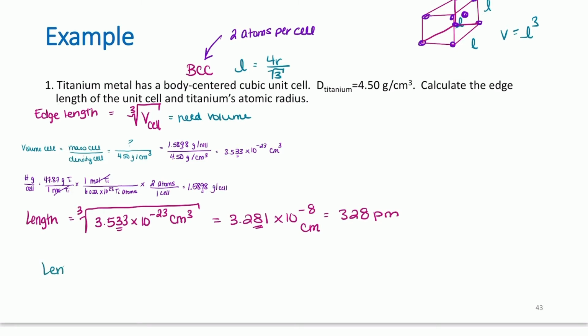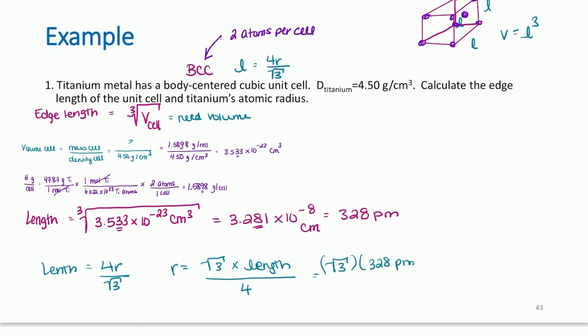I know length is equal to 4r over the square root of 3. I'm trying to find r, so square root of 3 times my length, divided by 4. Square root of 3 times 328 picometer, divided by 4, I get a radius of 142 picometer. So my two answers here are 328 picometer for my length and 142 picometer for my radius.